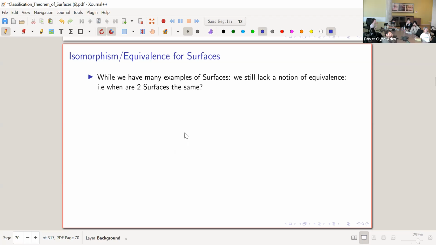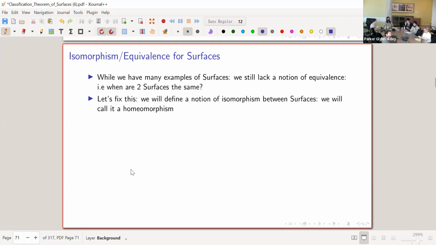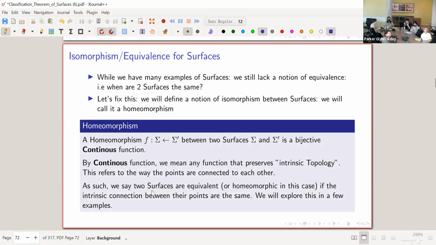So we have many examples of surfaces now. That's great, but we still need a notion of equivalence, because to classify something, you need to know when they're the same and when they're different. So let's fix this. Let's define a notion of isomorphism between surfaces, and we'll call it a homeomorphism. So a homeomorphism, sorry, I apologize. That arrow should be going this way, but a homeomorphism between two surfaces is a bijective continuous function.